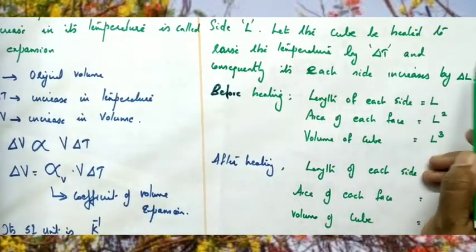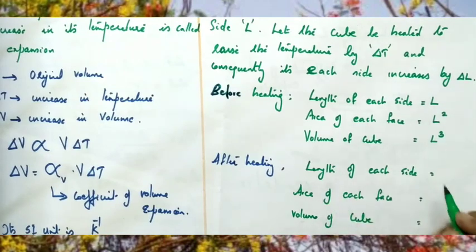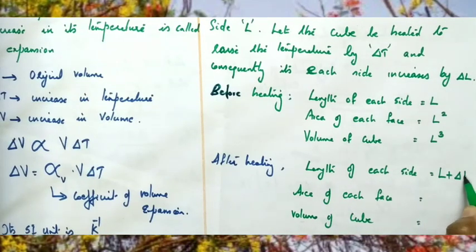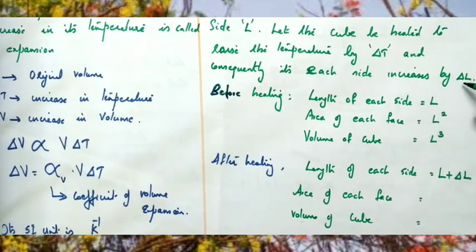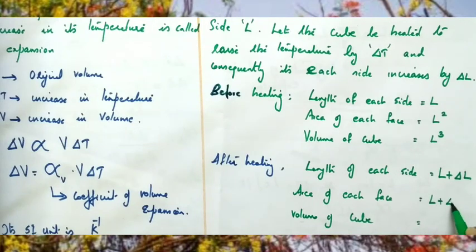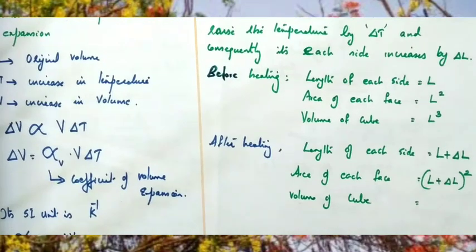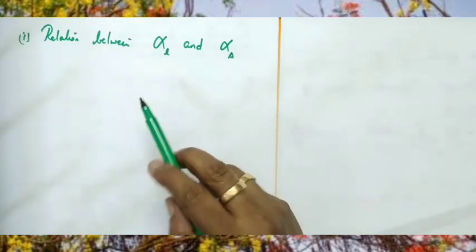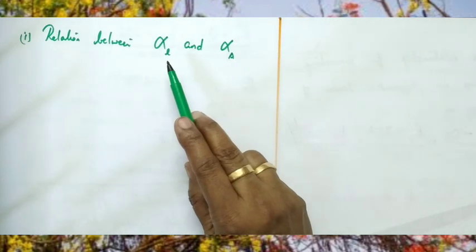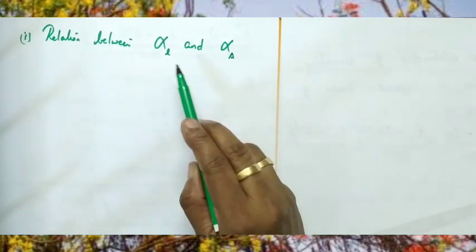Length increases by delta L, isn't it? So, what is the length of each side now? L plus delta L, because if the temperature increases by delta T, we know the length increases by delta L. What is the area of each face? L plus delta L the whole square. Clear? What is the volume of the cube now after heating? L plus delta L the whole cube. Clear?